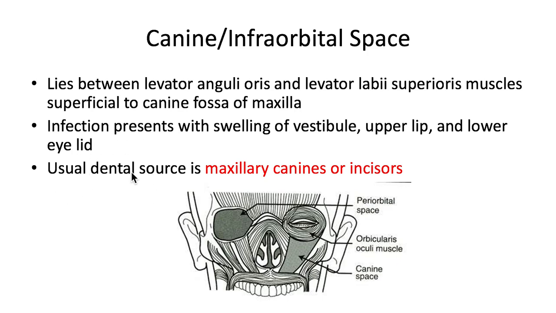The usual dental source, the odontogenic origin for canine space infection, is a maxillary canine, or a maxillary incisor can also contribute to infection of this space. Again, path of least resistance. Those root apices are pretty close to this potential fascial space.